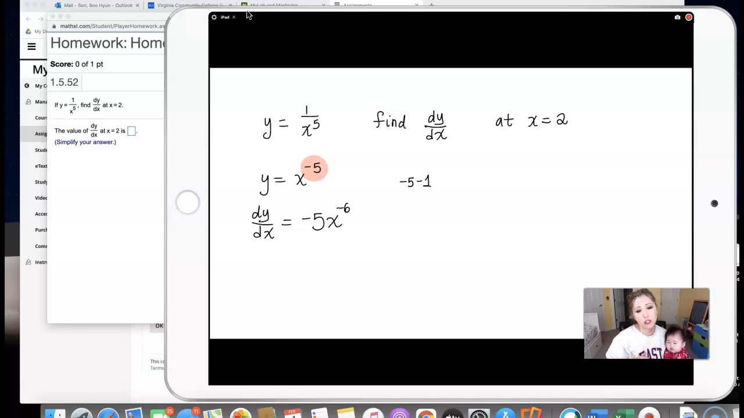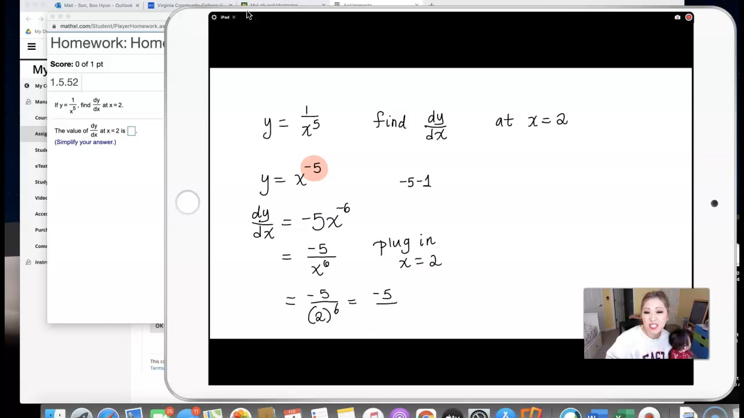All right, we found dy dx. And if you want to write it again as a fraction, negative 5 over x to the positive 6 power. Now let's plug in x equals 2. Negative 5 over 2 to the 6th power. That's negative 5 over, I don't know, is that 64? Let me see. I'm typing this into my calculator. What is 2 raised to the 6th power? 2 raised to the 6th power is 64. So the answer is negative 5 over 64. Okay.